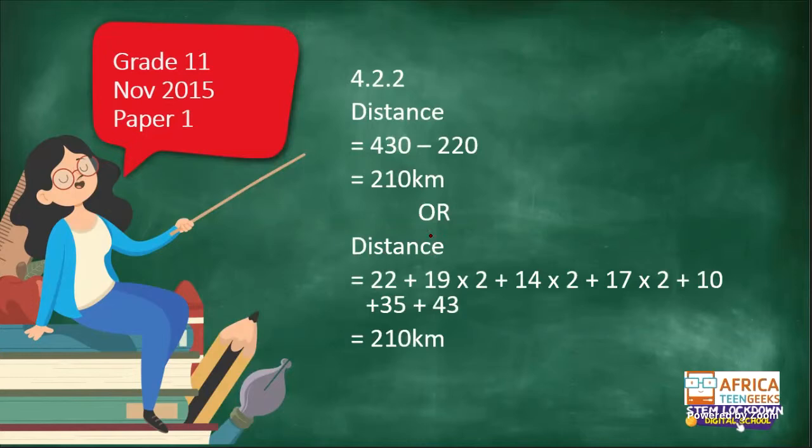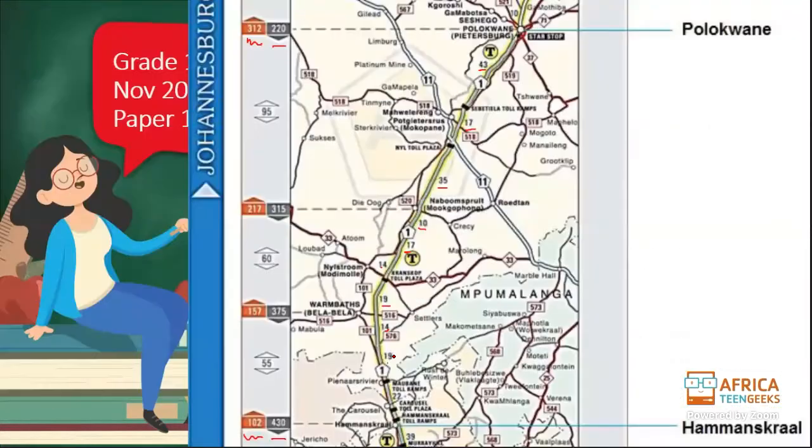Okay, the answer is 210. Either you're subtracting, right? Those distances or you're adding, right? Those numbers which I showed you, right? So your answer is correct. Well done to all of you. Excellent work. Next question.